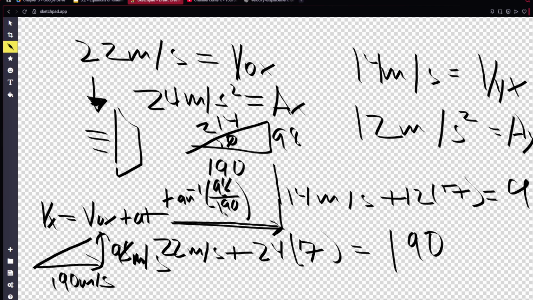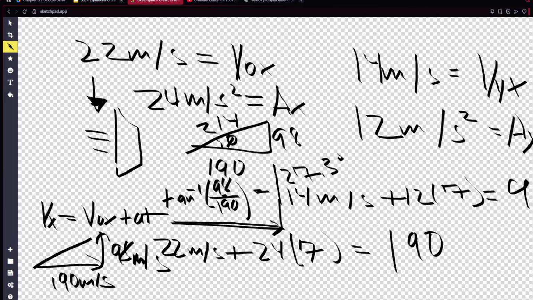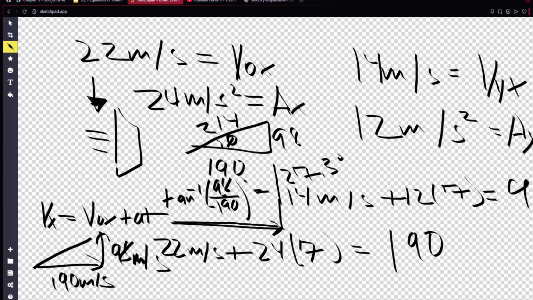We get 27.28 degrees, and we'll just do 3 sig figs, so 27.3 degrees. So 214 meters per second and 27.3 degrees. Oh, they actually did 3 sig figs, so I guess I was right, but everything else was correct. And that is your example there. The answer is 214 meters per second at 27.3 degrees northwards of the x-axis.